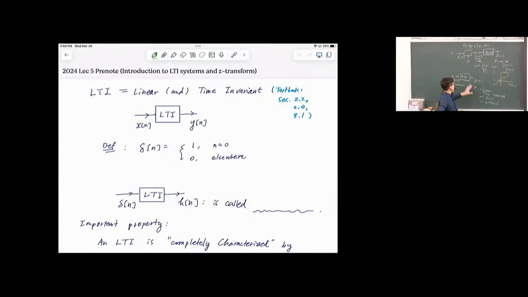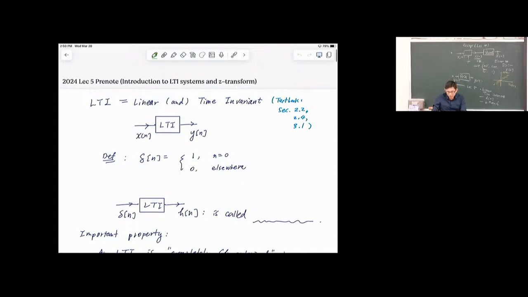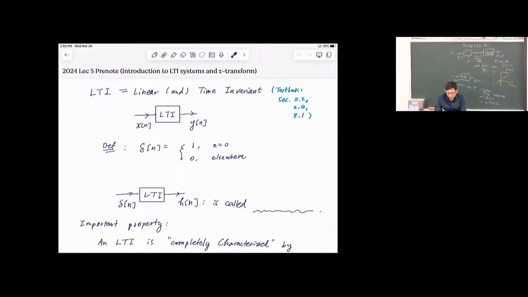So let's now move on to linear and time invariant systems. The title of this lecture is Introduction to LTI, linear time invariant systems, and the transform. And actually, I did my homework. In the textbook, I checked the corresponding sections. We are going to cover or review some content in chapter 2 and chapter 3. These are the corresponding section numbers in the textbook.